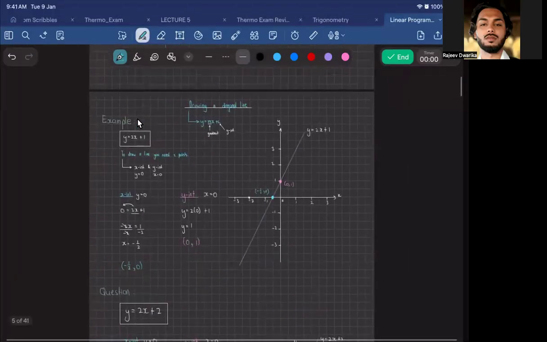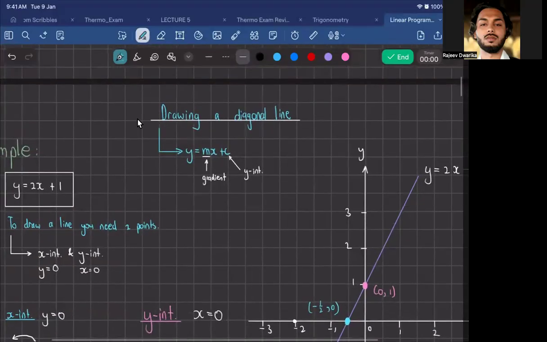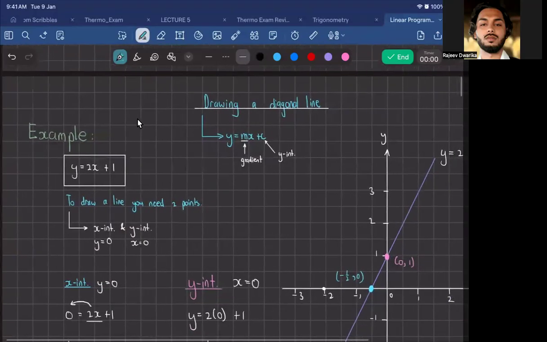Let's move on. So you will need to be able to draw a diagonal line, and we would have looked at this. So Perseus, all diagonal lines have a slope. And the general form of that is y is equal to mx plus c.